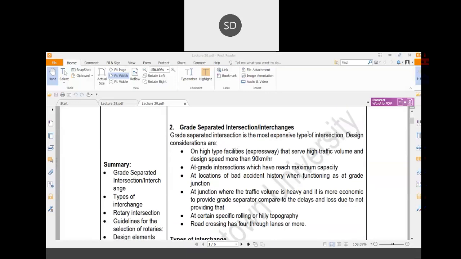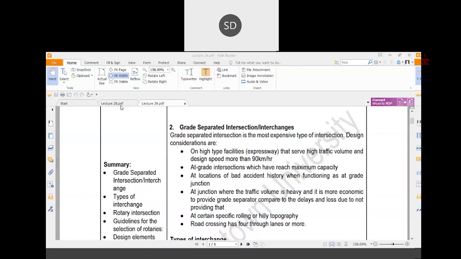Now, whatever we learned was the at-grade intersection. Now, let us learn about the grade separated intersection. This grade separated intersection is the most expensive type of intersection, because the construction cost associated with it would be huge, owing to the huge structure needed to support it.